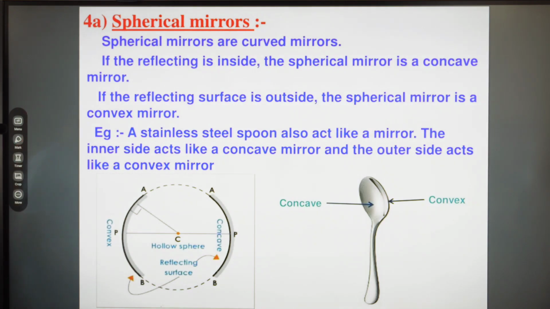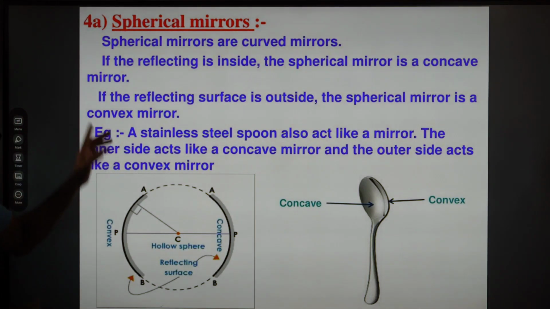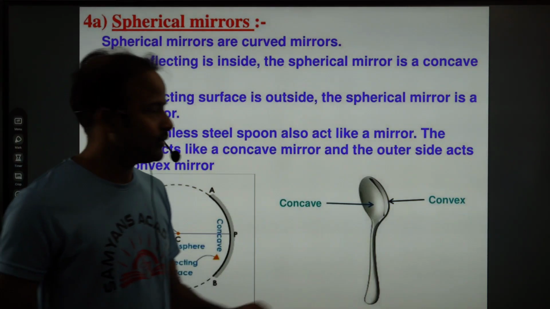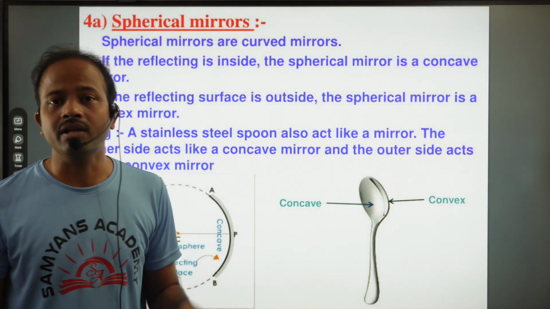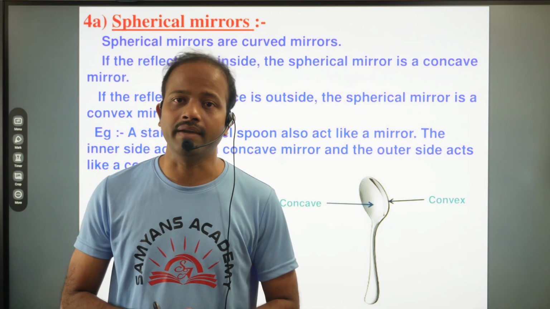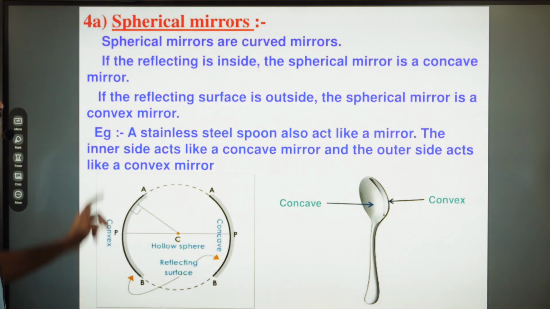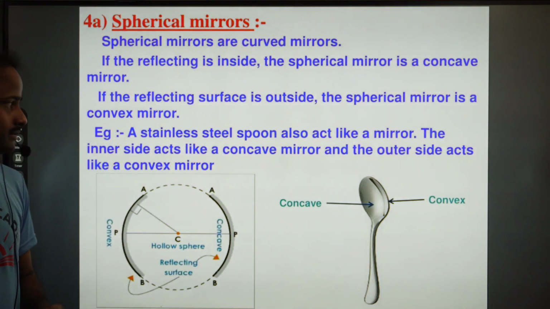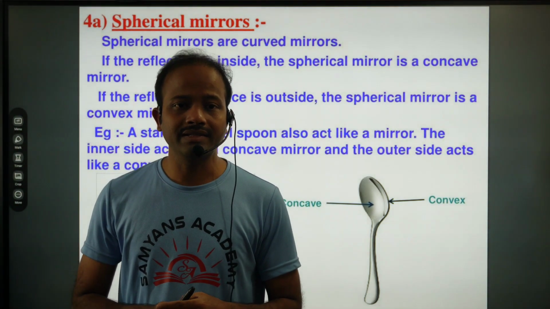Now, what is a spherical mirror? Spherical mirrors are curved mirrors. It is not straight like a plane mirror. If the reflecting surface is inside, the spherical mirror is called a concave mirror. So what is a concave mirror? If the reflecting surface is inside like a cave-type structure, that type of spherical mirror we call a concave mirror. And if the reflecting surface is outside, the spherical mirror is a convex mirror. It means the other side of the spoon we can take as a convex mirror.